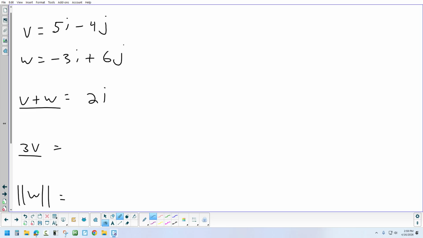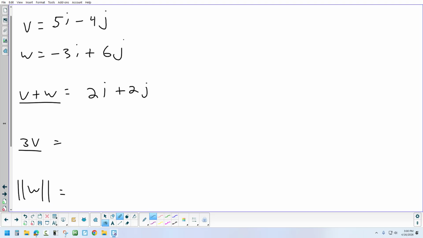And Alexis, what's going to be the vertical component when we add V and W together? What's the vertical component of V? Is it -4 and 6? For W it's 6, so when you add those together, +2. Positive 2j. So 2i plus 2j.